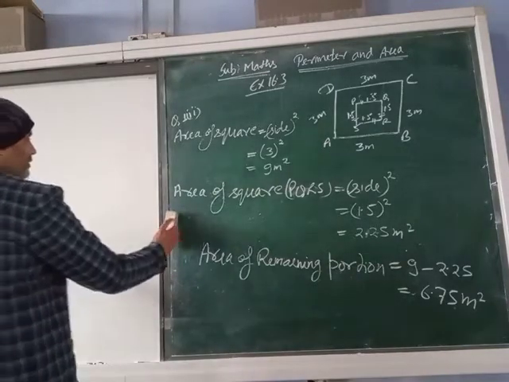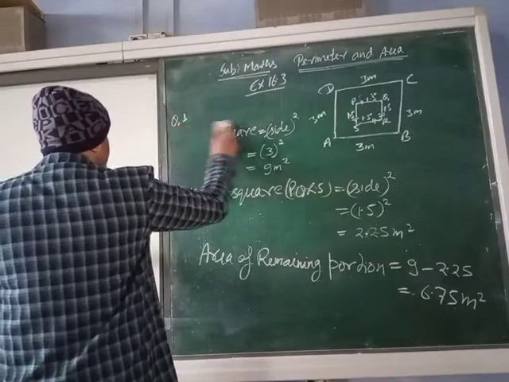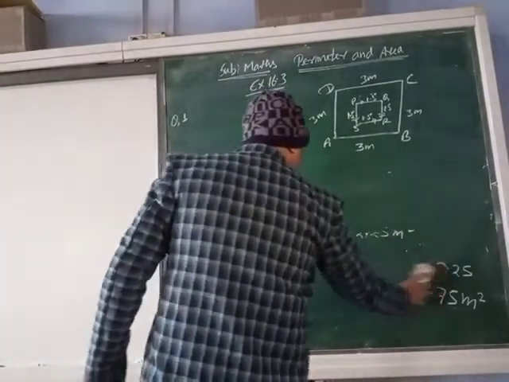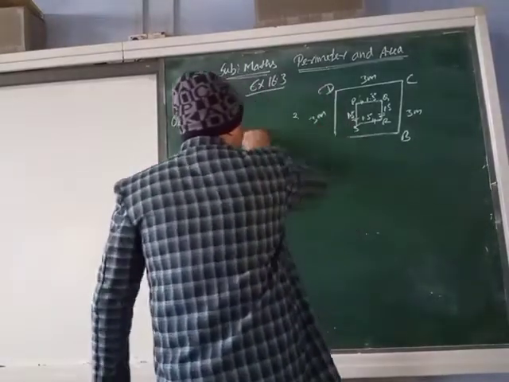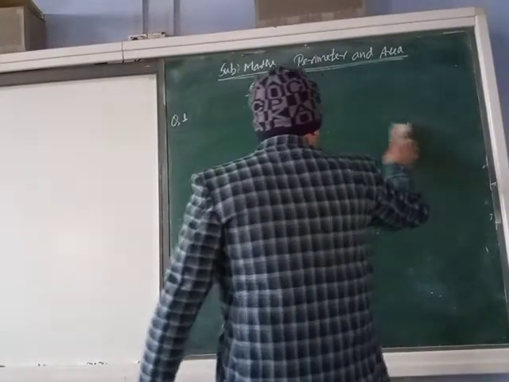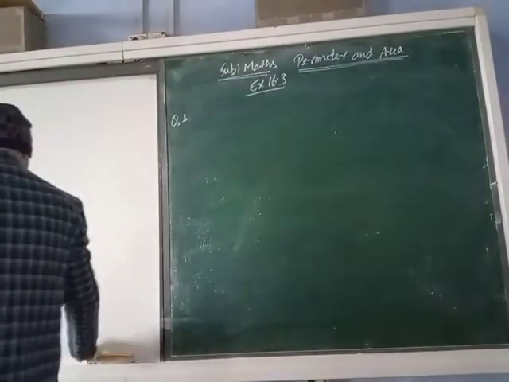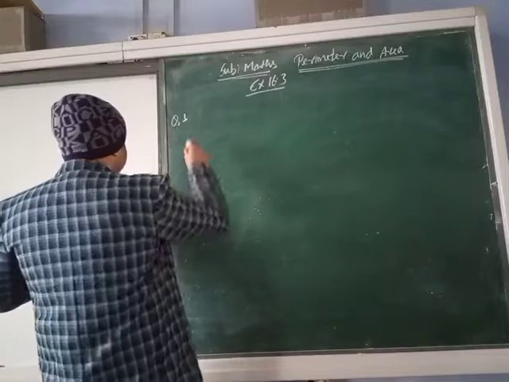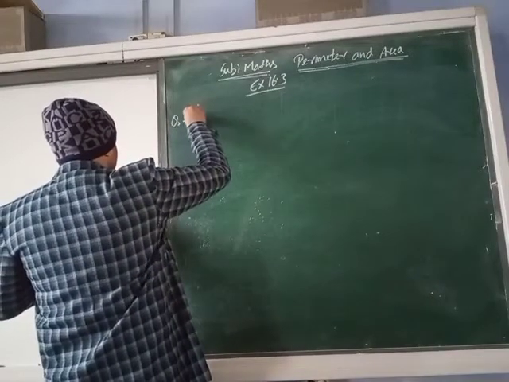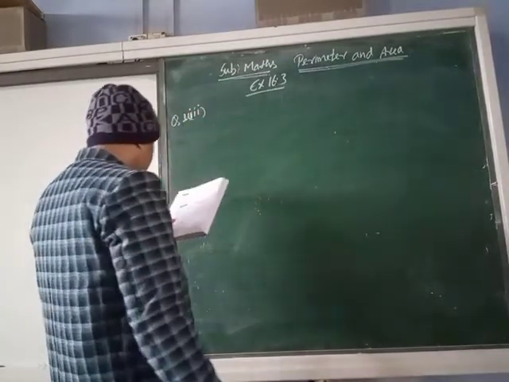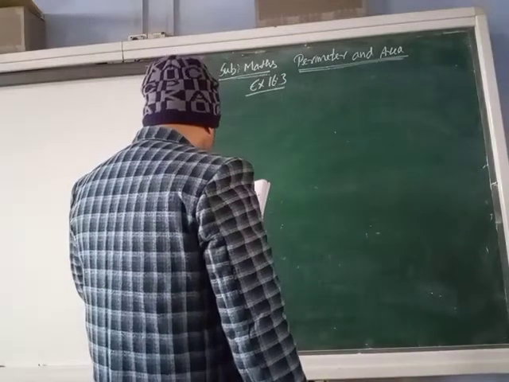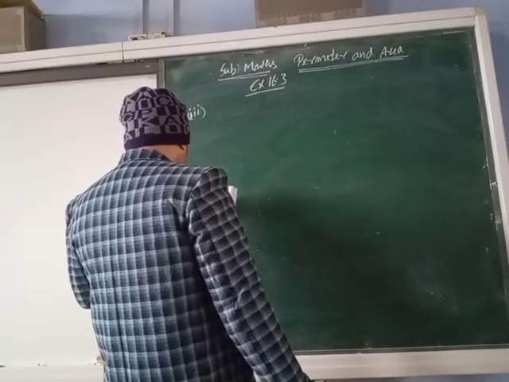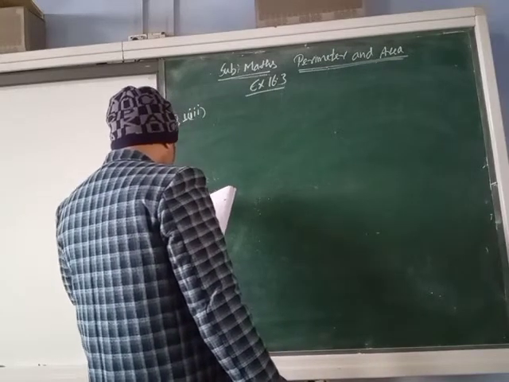Now next, third question. So the third one is, see, a pathway covering 50 meters is made inside a garden of this dimension. Now what is the area of the lawn that can be made inside the garden?